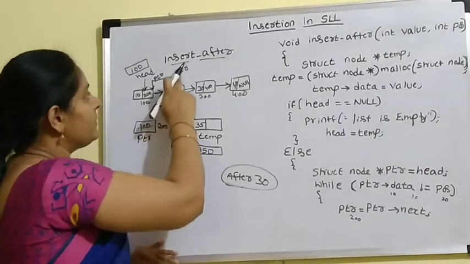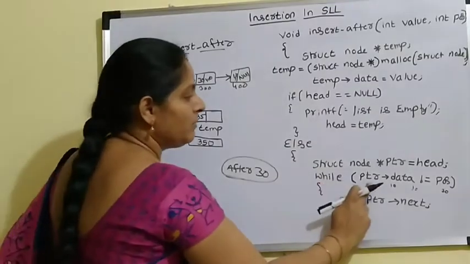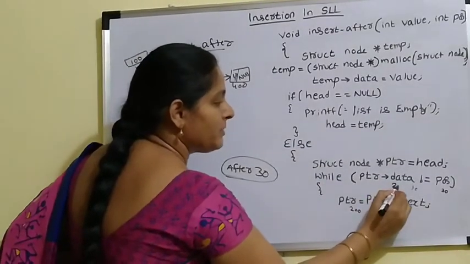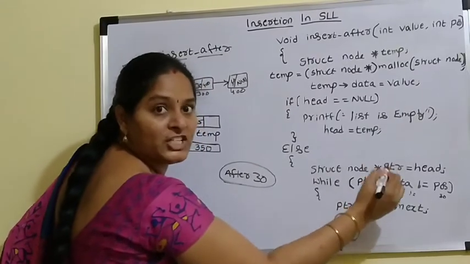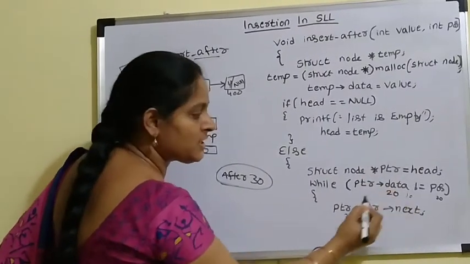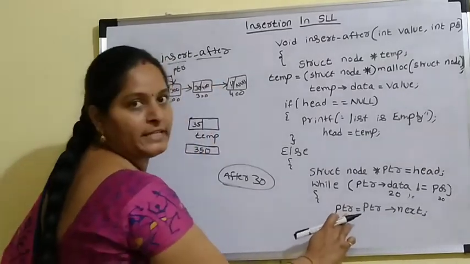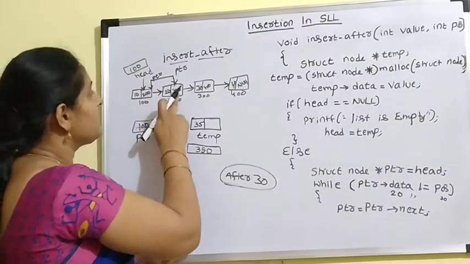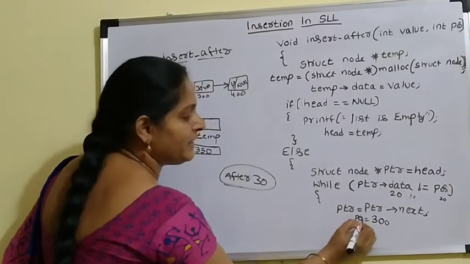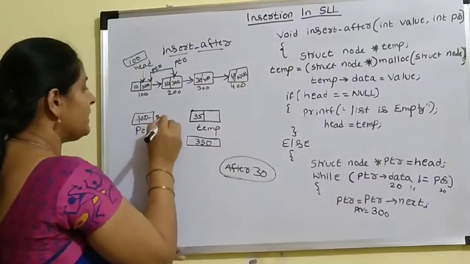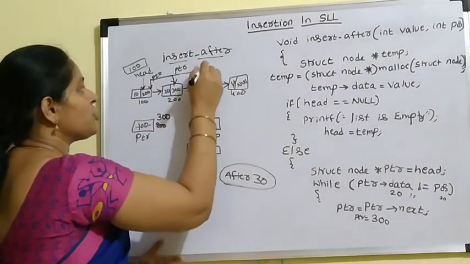Now again here we are checking ptr data. ptr data is 20. 20 not equal to 30. Condition satisfied. If this condition is satisfied, we need to assign ptr next address to the ptr. What is the ptr next address? 300. So that 300 we are assigning to ptr. That means this 200 will be replaced with 300. So this PTR comes to this position.